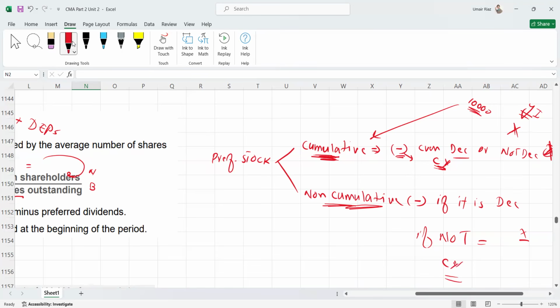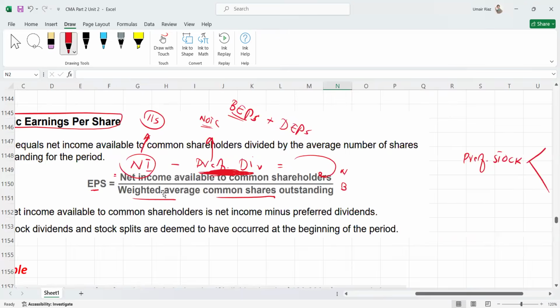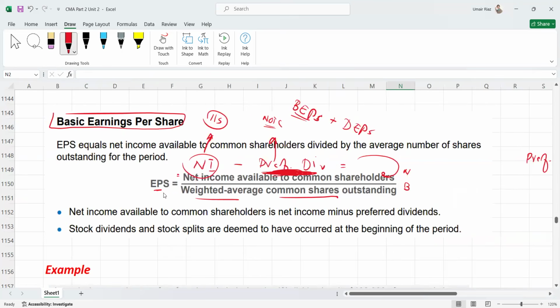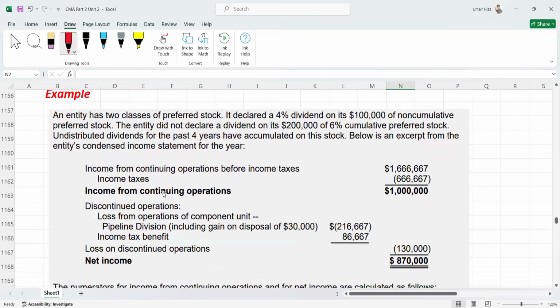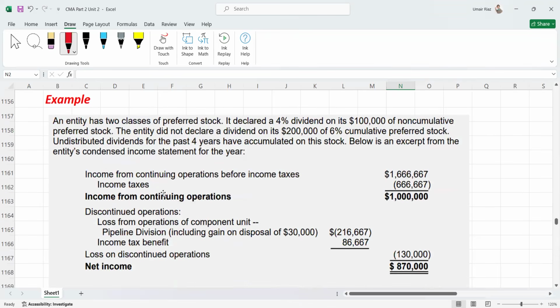Understood, guys? So here we go. This is what is a note. I'll show you an example also. Don't worry. Now, I'm just explaining the numerator first, okay? And then I'll explain the denominator, the weighted average number of shares. So we have here an example just for the numerator. This example is for just numerator adjustment.